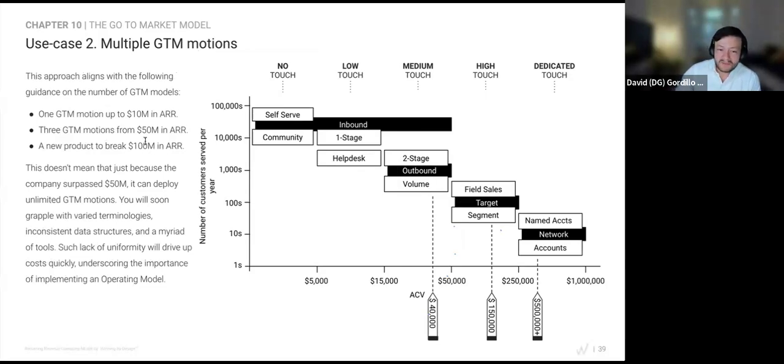However, once you start getting more and more revenue, then you can start specializing your teams, and that's when you can get several go-to-market motions. Normally, up to 50 million in revenue, you can have three. And when you get to 100 million in revenue, that's when you can start thinking about a new market or a completely new ICP that is going to start from zero as well.